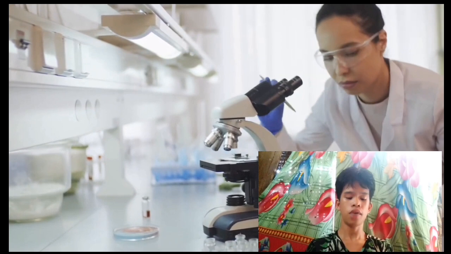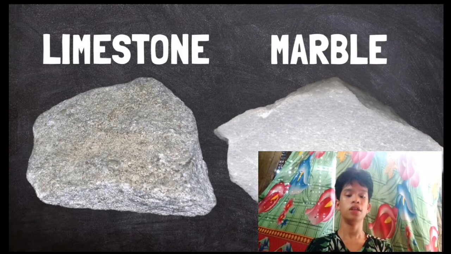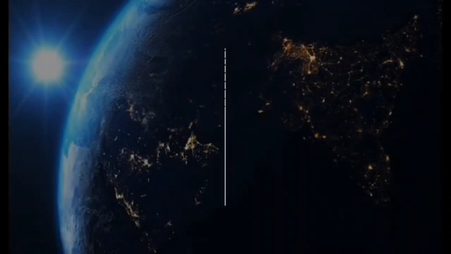Geologists study the chemicals in metamorphic rock to uncover the original rock type. For example, limestone is a sedimentary rock that changes into a metamorphic rock called marble. Geologists know this because limestone and marble are both made of calcium carbonate.